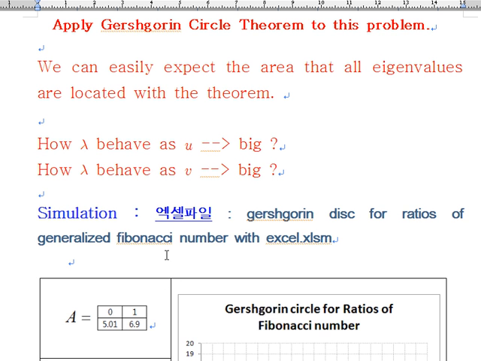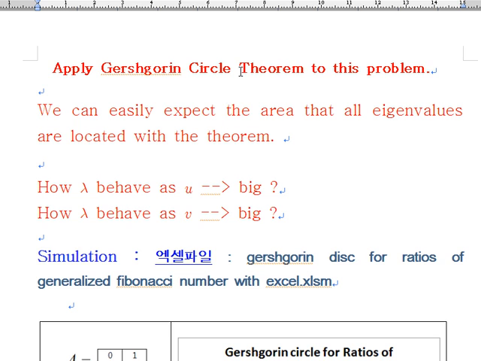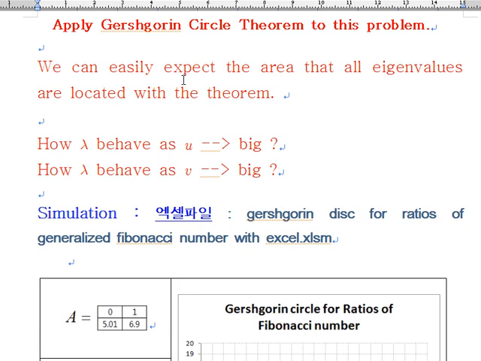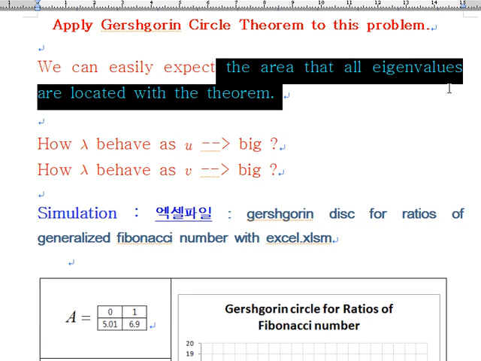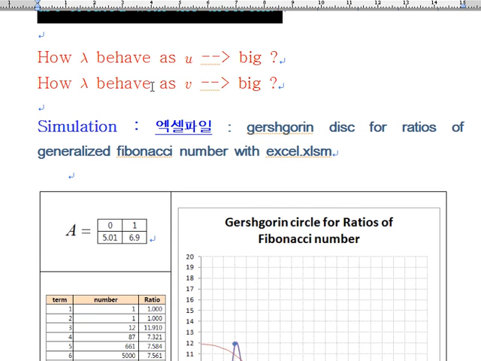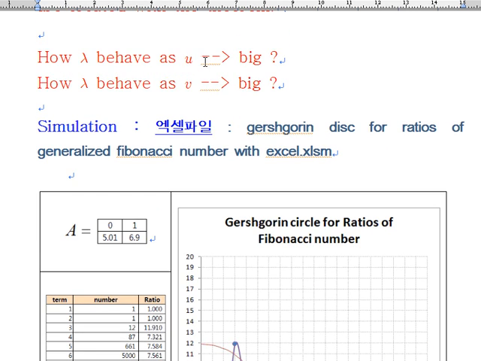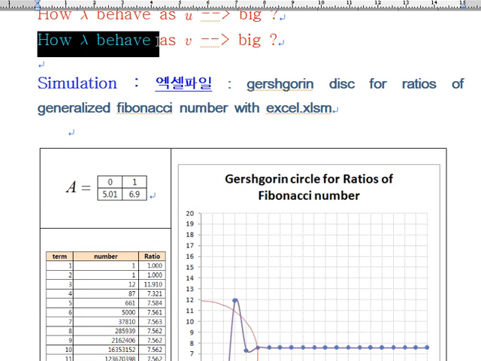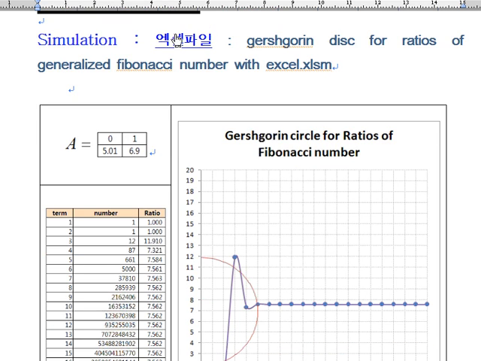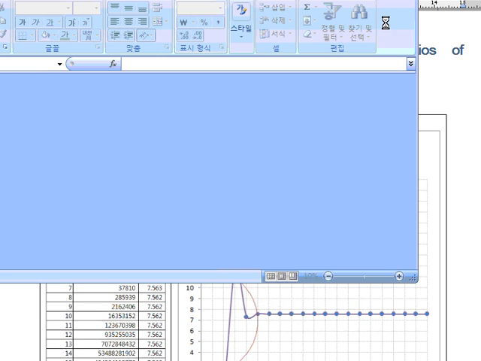Okay. Here we apply this Gershgorin theorem to our Fibonacci sequence problems. So we can easily expect the area where all eigenvalues are located with the Gershgorin circle theorem. So we may take a look by simulation at how lambda behaves as u gets bigger, and how lambda behaves as v gets bigger and bigger. So you can see the simulation of it.